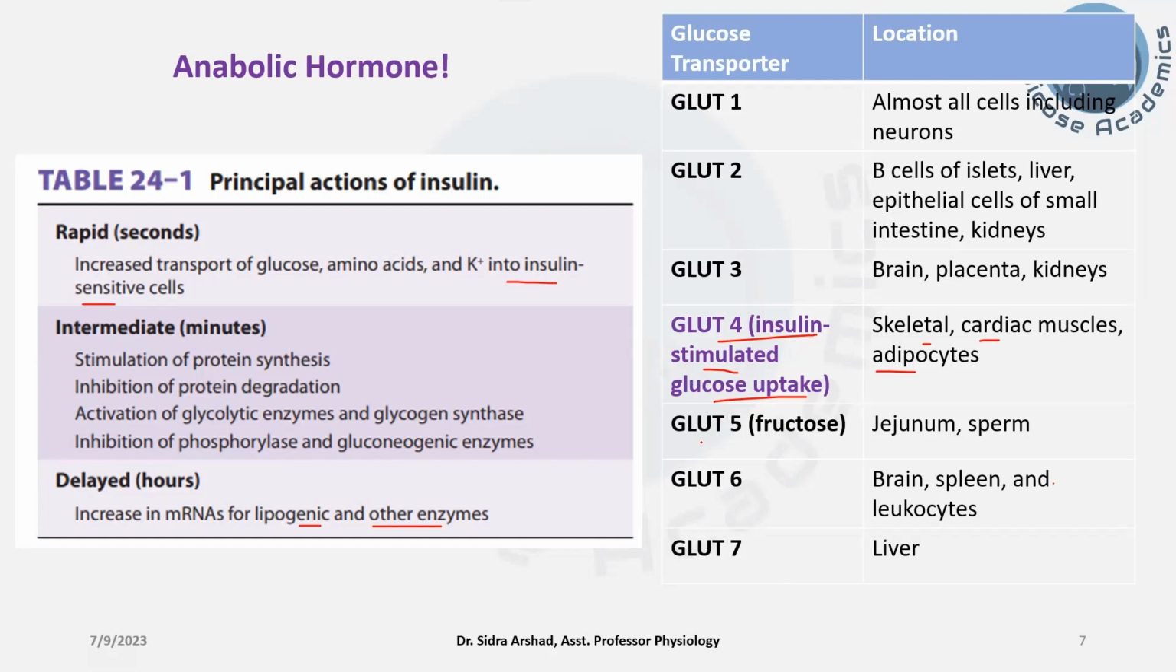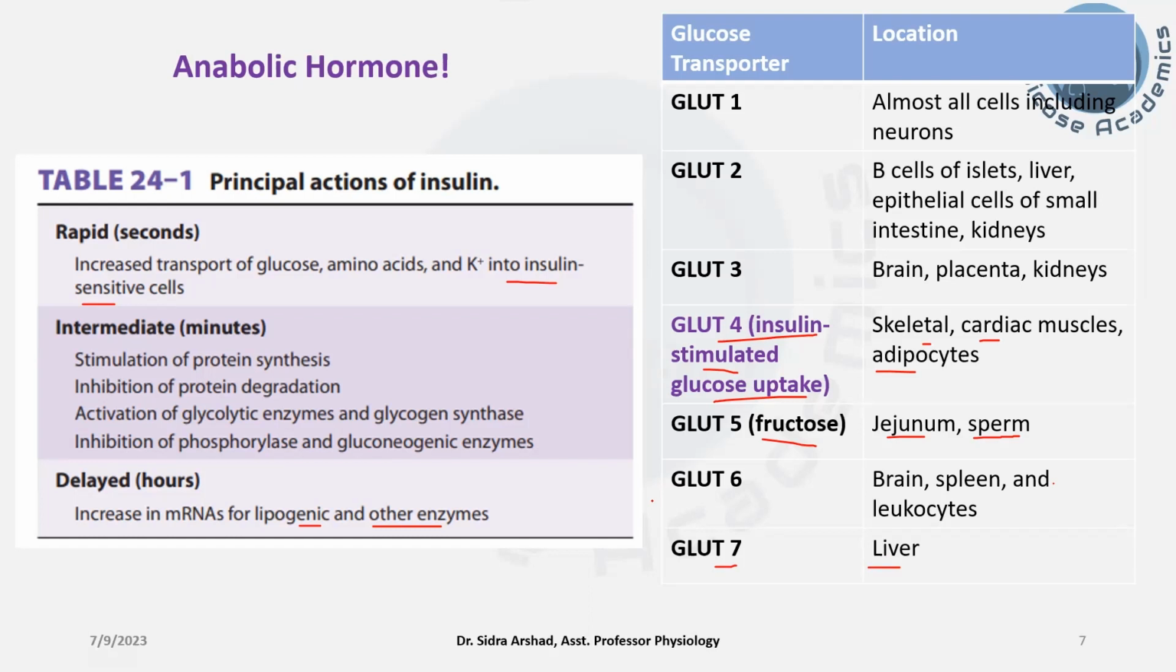Glucose transporter 5 especially transports fructose. Obviously, it will be seen in the jejunum where the fructose is being absorbed, and also in the sperms, which use fructose for their energy purposes. Then there is glucose transporter 6. It is found in brain, spleen, and leukocytes, while glucose transporter 7 is found in the liver.